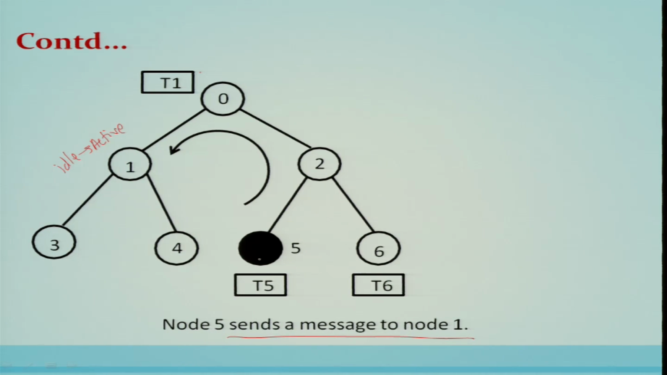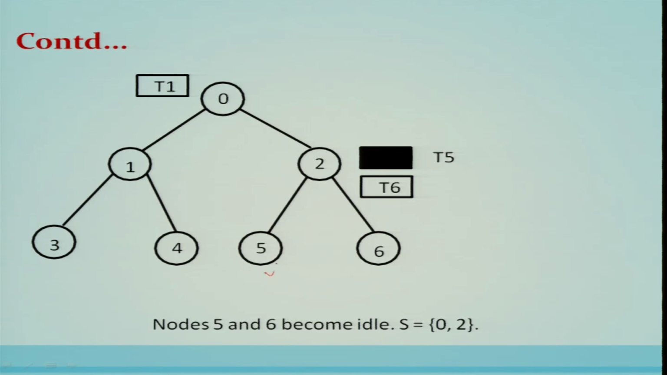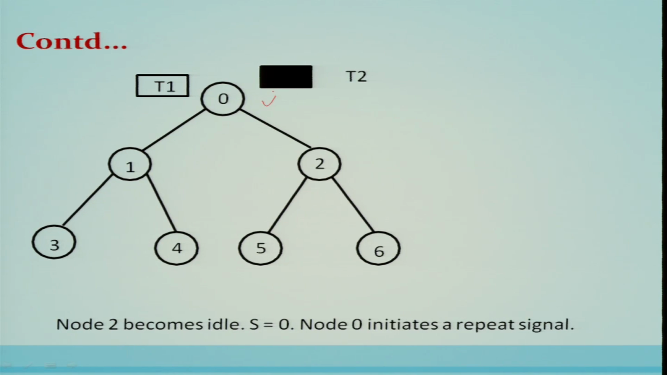The node which sends this particular message will become black in this case, and once this black node finishes its execution and is idle, it will send the black token to its parent and become white. So here node 5 becomes white, but it had sent a token, that is, T5 is a black token. Similarly, 6 has sent its token to its parent. Now the active states are 0 and 2. Now when this black token finally reaches node 0 and node 2 becomes idle, S, the active states, is only 0.